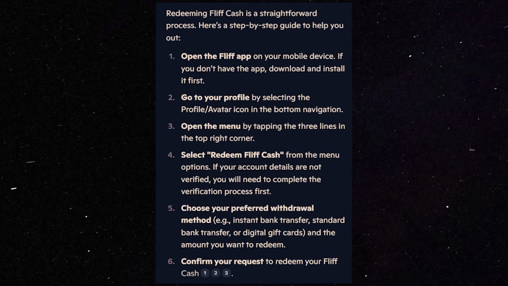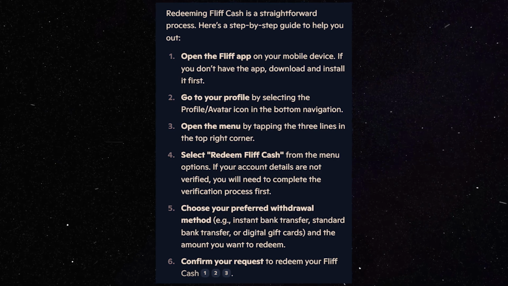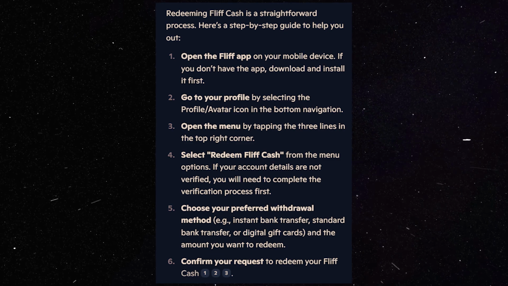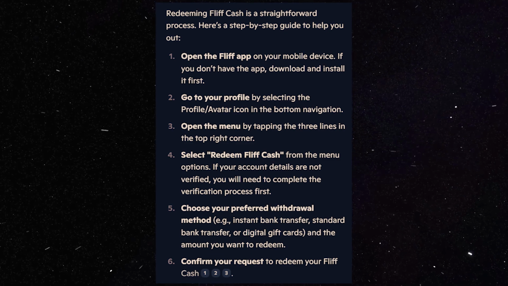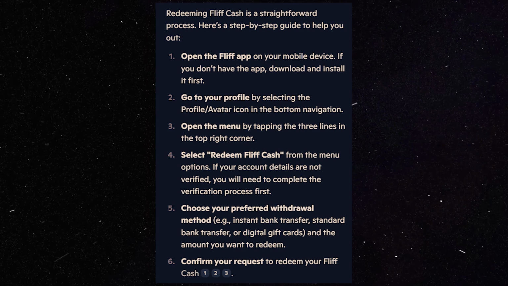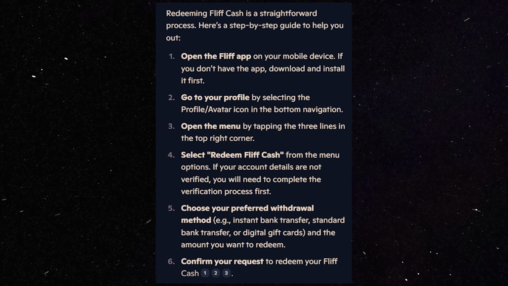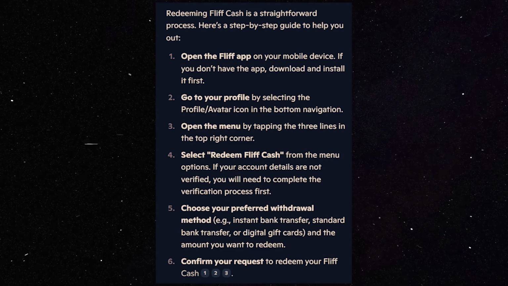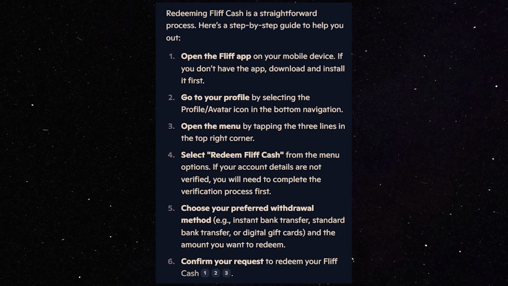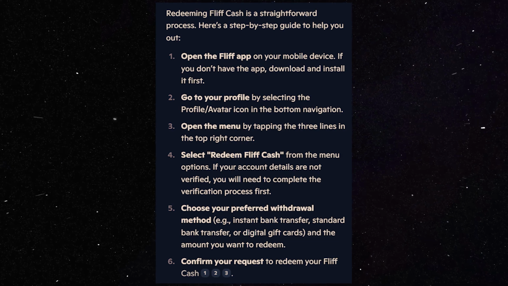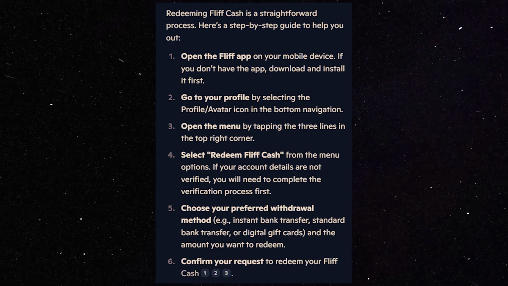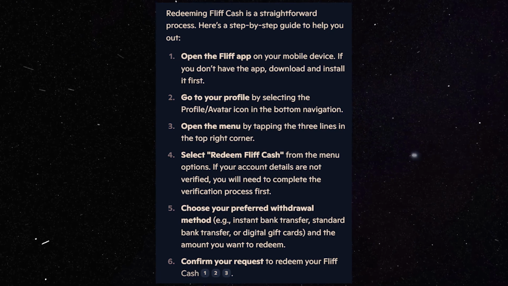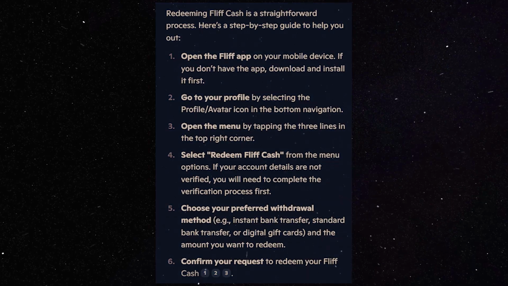If your account details are not verified, you will need to complete the verification process first. And now choose your preferred withdrawal method. It can be an instant bank transfer, standard bank transfer, or digital gift cards, and the amount you want to redeem. At last, confirm your request to redeem your Fliff Cash. And voila, your Fliff Cash should be on its way to you.